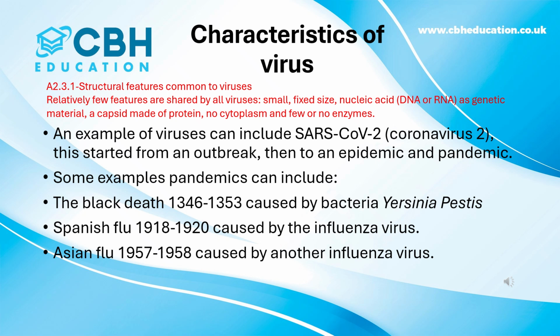So, section A2.3.1, the characteristics of viruses. This is a high level concept. If you cast your mind back to 2020, this was when COVID-19 occurred. It happened from an epidemic and then a pandemic. Literally, the whole aviation industry shut down. Some countries were put in lockdown as well.